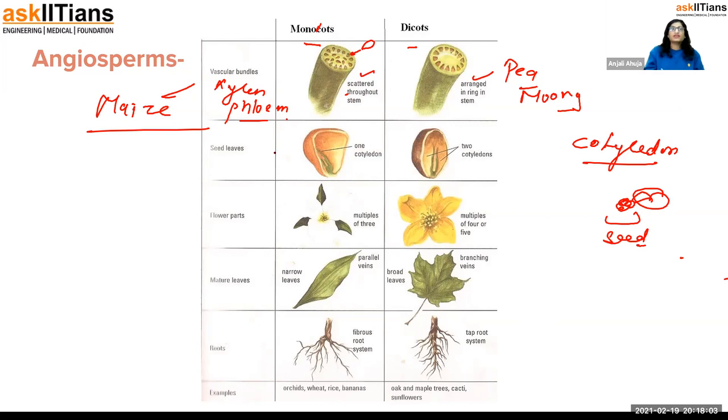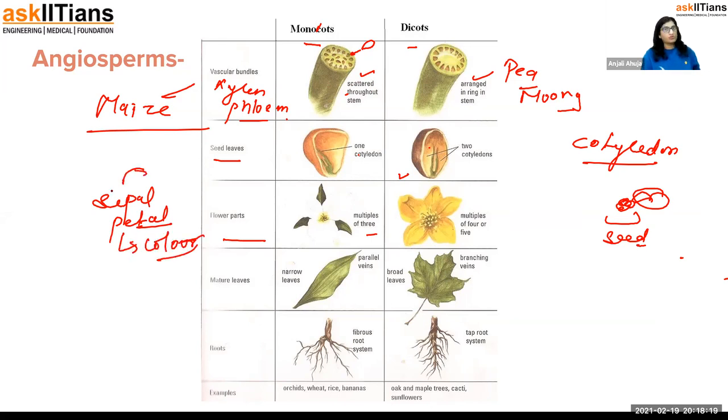Okay. Then seed leaves, 1 and 2. I don't have to say that. Flower parts, multiple of 3. Flower parts means either sepals or petals. Petals are the colorful part and sepals are the green part in most of the cases. So these sepals and petals are present in 3, 6, 9, multiples of 3. And in dicots they are in multiples of 4 or 5, like 4, 8 or 5, 10, 15, that way.